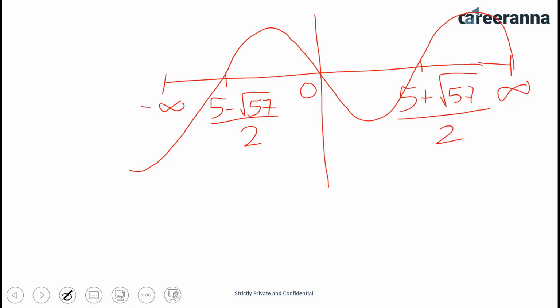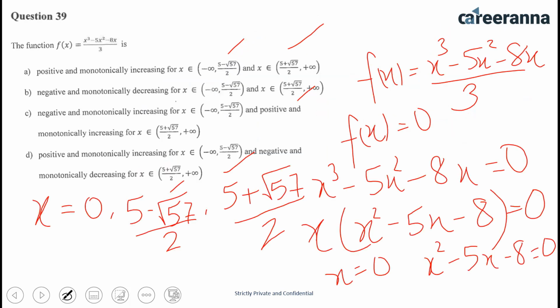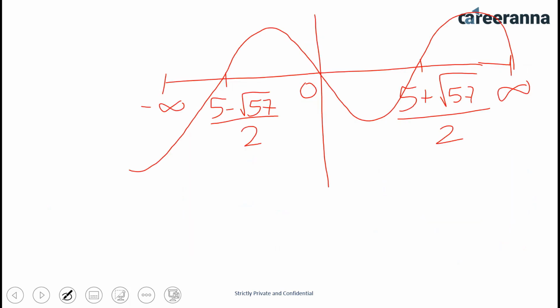Now what the question is saying, let's see our options. Positive and monotonically increasing for x belongs to minus infinity to the number and x belongs to this. That means it should be positive for both the cases. But here you can see from minus infinity to this point, this one is negative. Hence our first option is incorrect.